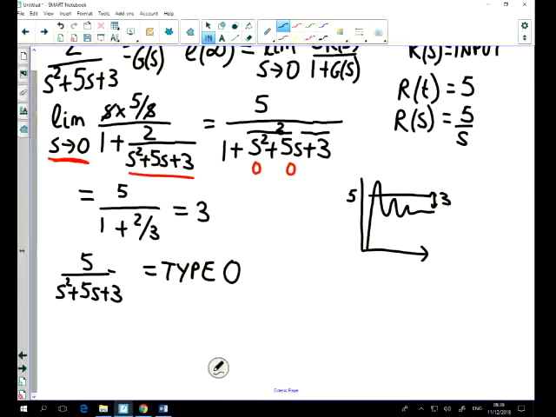You remember doing that stuff with me at all? No? That was the steady state error lecture. I can't remember how many weeks ago that was. If it was S times all that, it would be a type 1. If it was S squared times all that on the bottom line, it would be a type 2. Okay, but this is a type 0 system. And then we've got our equations for our different constants.